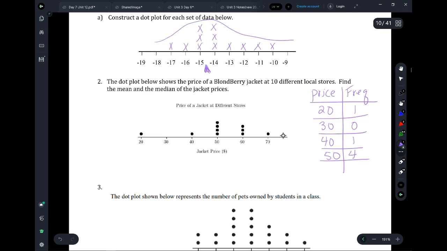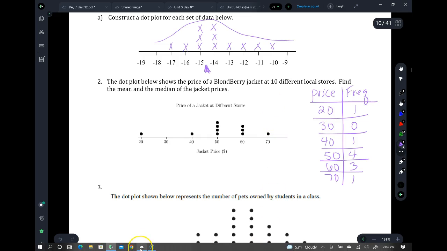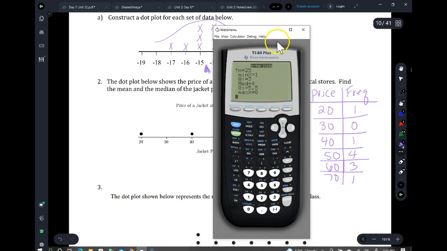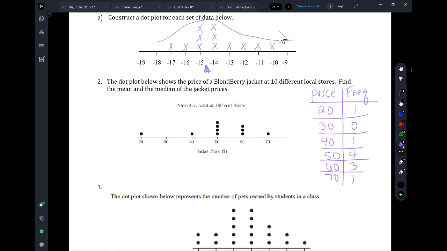There are 3 $60 jackets, and there is 1 $70 jacket. If you want to type it in this way, that's fine. If you just want to type in 20, 40, 50, 50, 50, 50, 60, 60, 60, 70, all in L1, be my guest. Totally fine. You can do it either way. I'm just going to tell you the outputs unless you really want to cross-check me. Hopefully I typed everything in right.